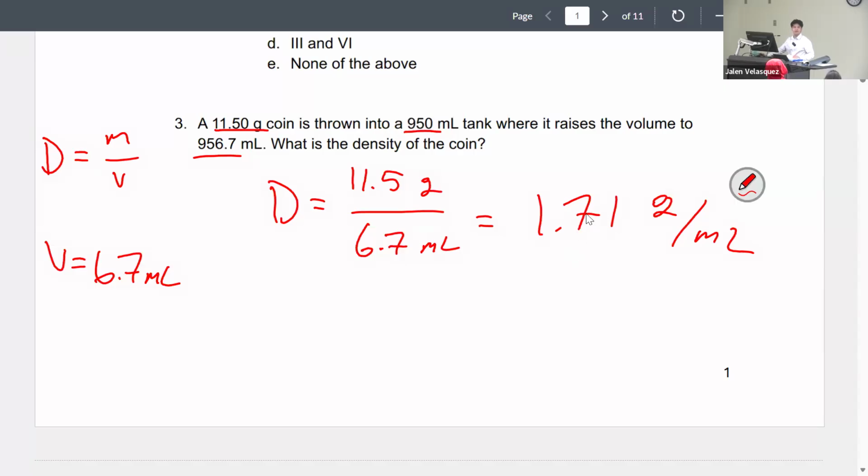Okay. Any questions with number 3 on density there? Okay.